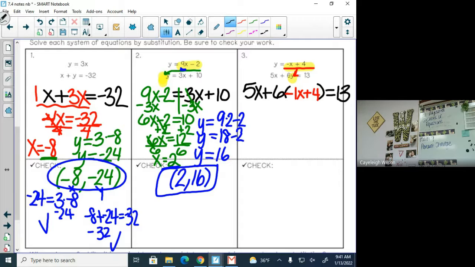So I'm going to give you all a minute. I want you to solve that. So that's just like what we went over at the beginning. Distribute first.